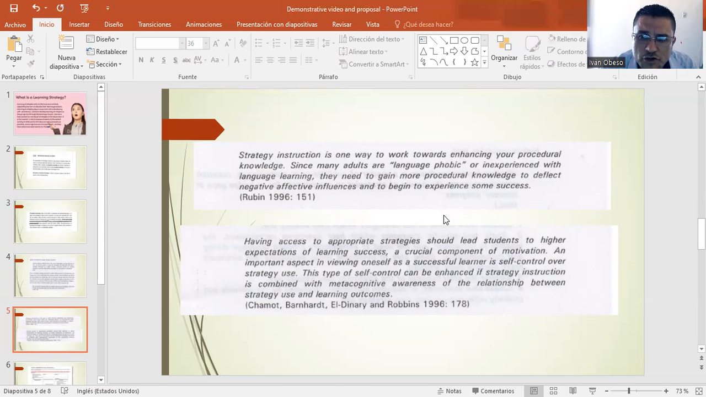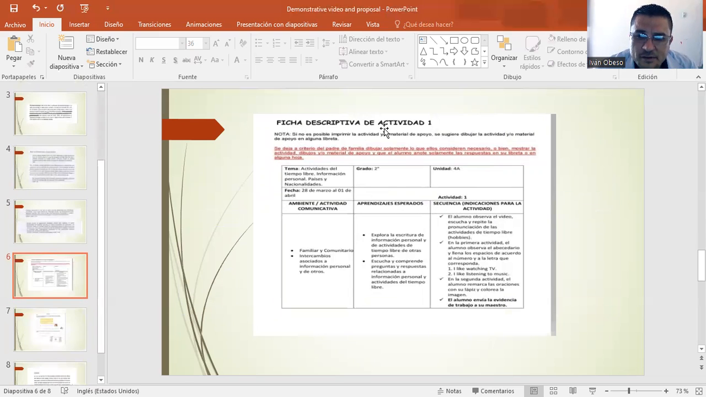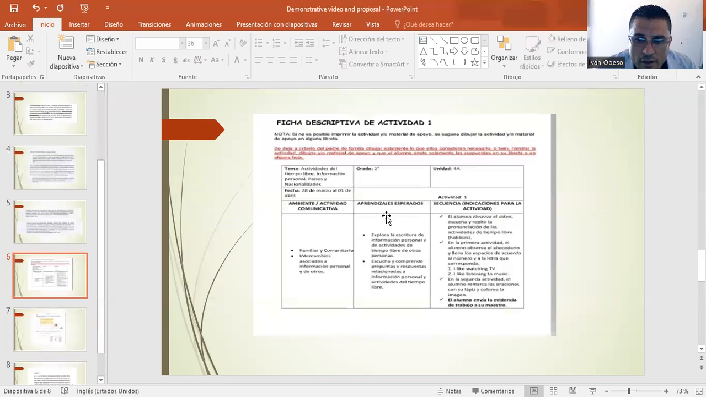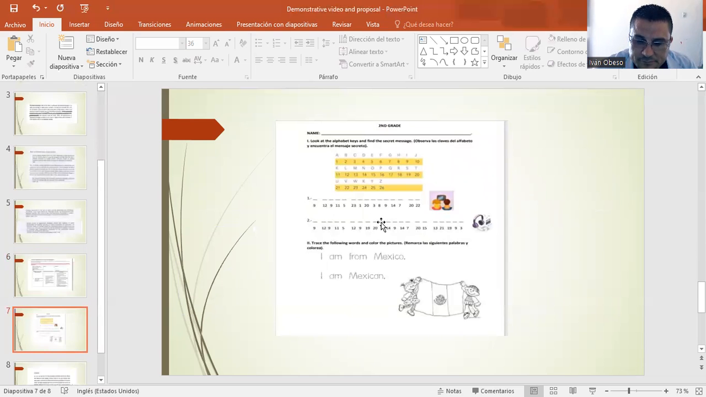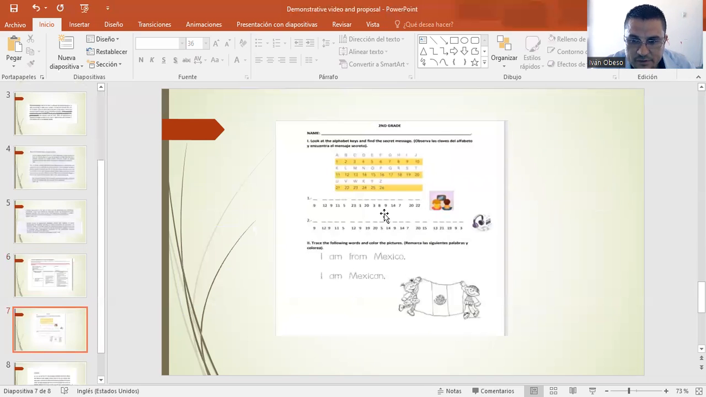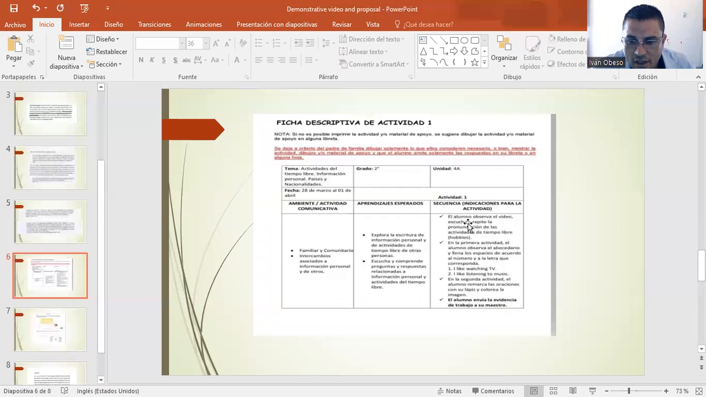Okay, let's continue. I have the proposal over here. Here I have the ficha descriptiva and the activity I'm going to do. This one, as you can see, is for second graders in primary school. First, here are the instructions, ¿sí? El alumno observa el video, escucha y repite la pronunciación de las actividades de tiempo libre, hobbies.